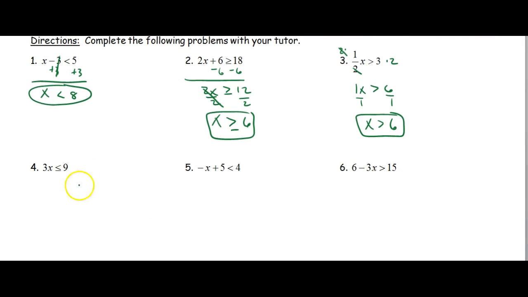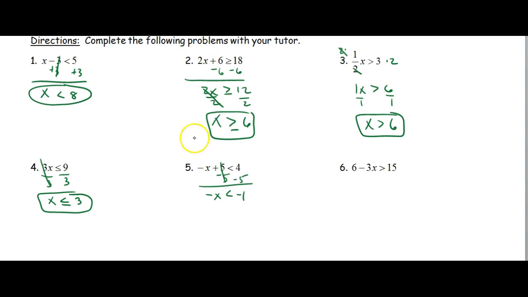Now, number 4. To get x alone, what I'm going to do is divide both sides by 3. I get x is less than or equal to 3. Number 5. All the variables are on the left. I have to move the constants over. So negative x is less than 4 minus 5 is negative 1.